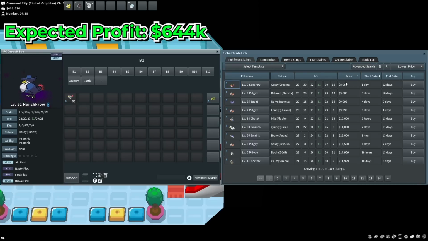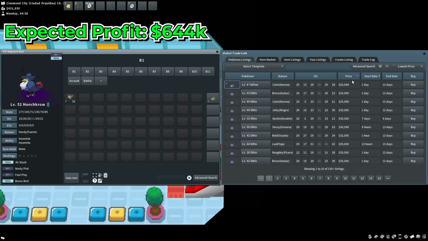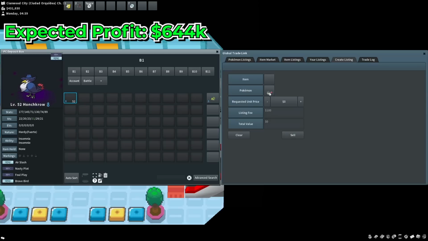And you can see that they go for around 10k. The most they go for is this one here because it has been listed for 6 days. And if we put 20 here, they go for around 24, so I'll be putting ours at 20.